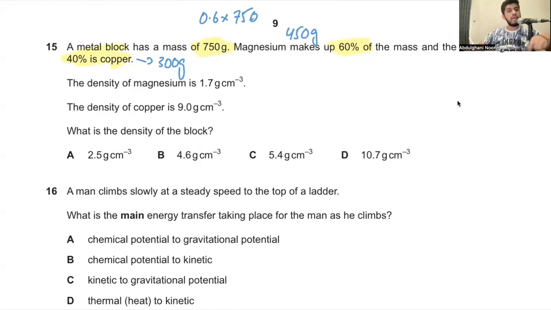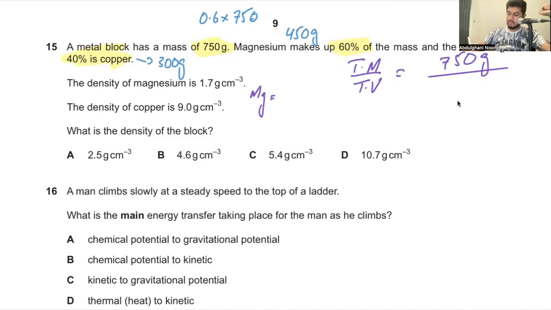Just as average speed has only one formula, total distance upon total time, and for average velocity, total displacement upon total time, in the same way average density or total density has only one formula: total mass upon total volume. Total mass is basically 750 grams, 450 plus 300. The problem is finding out total volume. Density is mass upon volume, so volume is mass upon density. So for magnesium, volume comes out to be 450 upon 1.7.